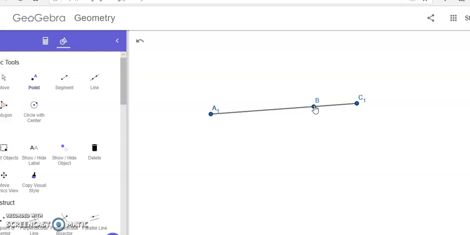Yes, here in this figure AC coincides with AB and BC. Let me show. Here this AC coincides with AB plus BC. Understood? Can we say these two lines coincide with each other, isn't it?